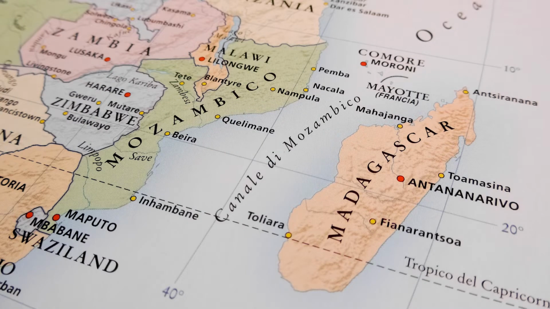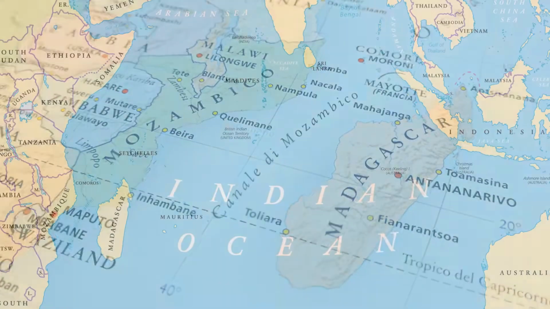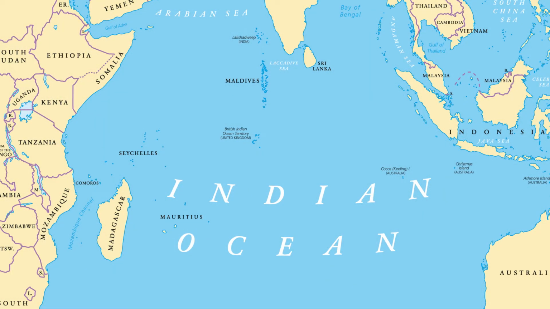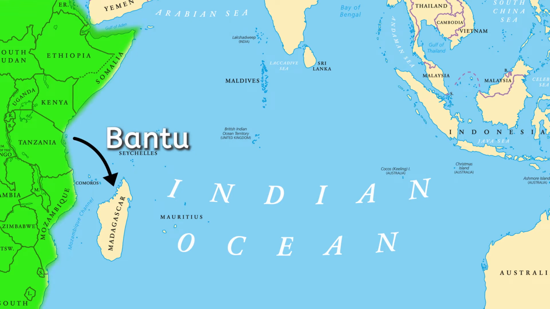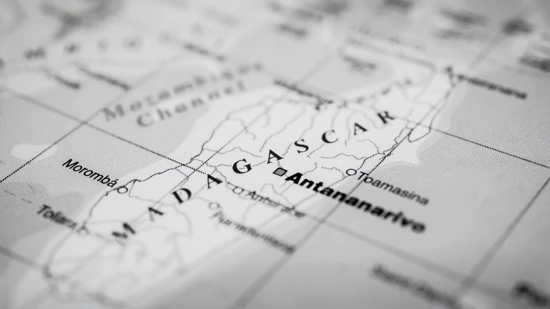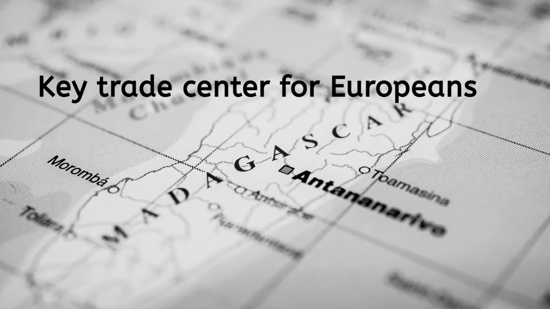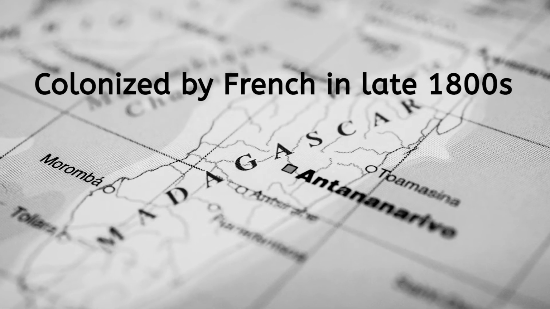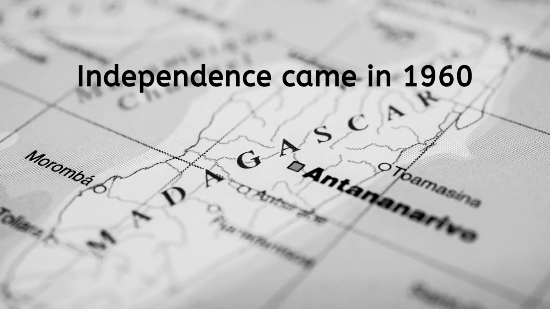Geologists believe Madagascar was formed 200 million years ago when a massive earthquake separated it from the African mainland. They think Madagascar was first colonized in the first millennium by settlers coming from the Malay archipelago on outrigger canoes. In the 9th century, members of the Bantu tribe from Africa migrated there. Over the centuries, Madagascar served as a key trade center for Europeans, then was colonized by the French in the late 1800s. Independence came in 1960, but not stability.